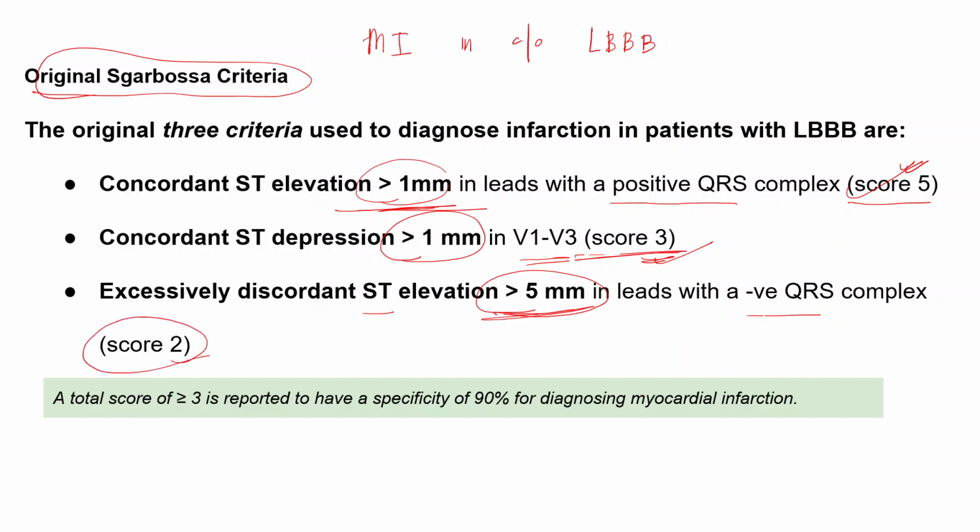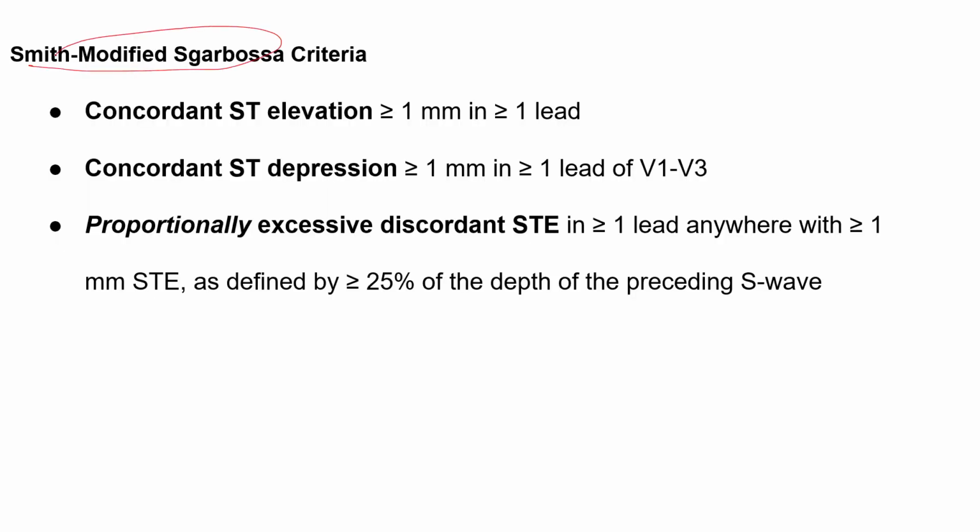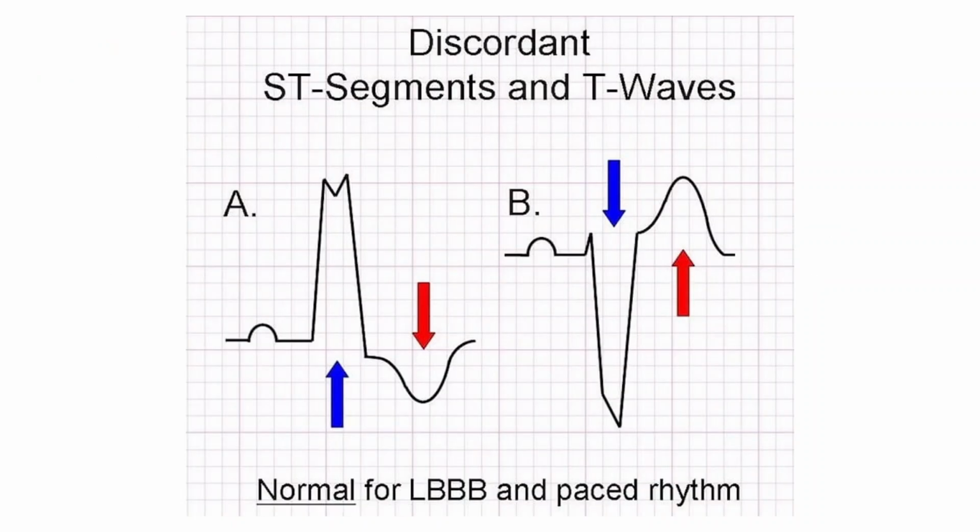And we have to see all of them, and you have to add up the scores. If the score is more than or equal to 3, it is 90% specific for myocardial infarction. Now this is the original Sgarbossa criteria. However, Smith has modified the Sgarbossa criteria. Details, I will not go into the details. So this is what I am trying to tell.